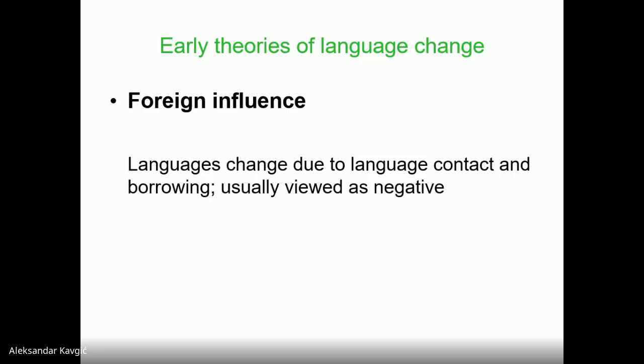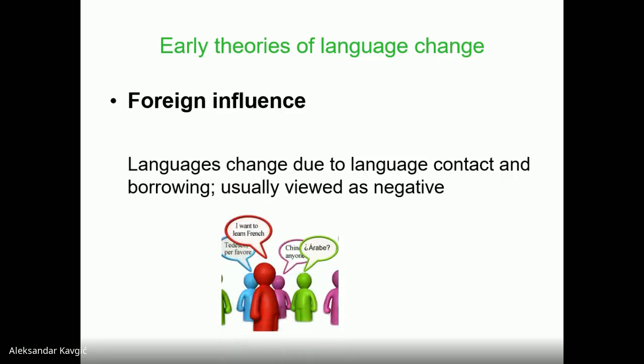So we now know that foreign influence is an important thing, but it's not negative. It's actually something that you should not look upon as something terrible. It's just normal. It's not terrible. It's normal. It should just be encoded in language manuals.